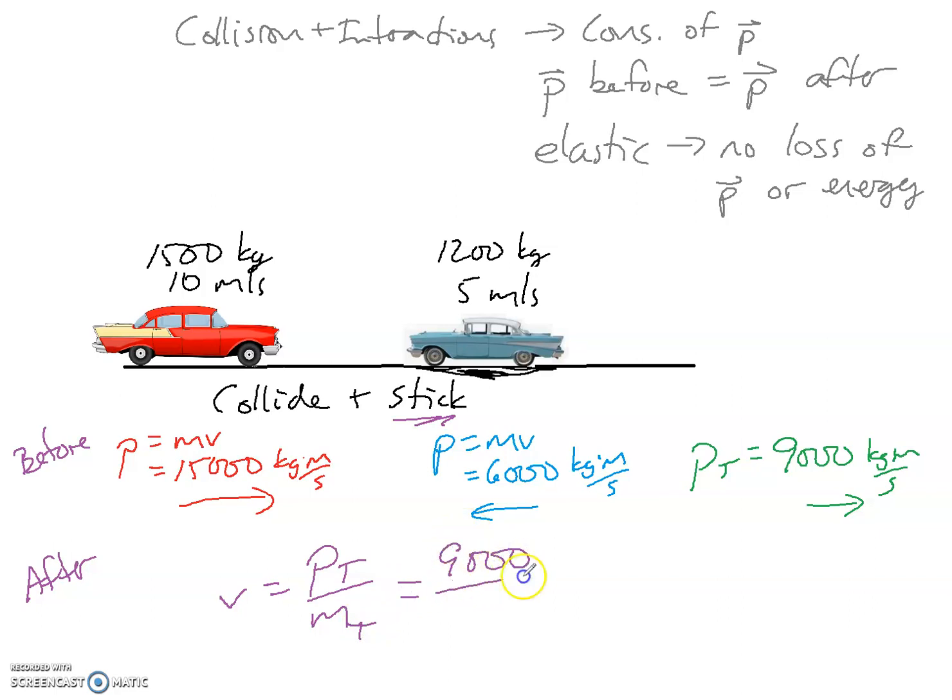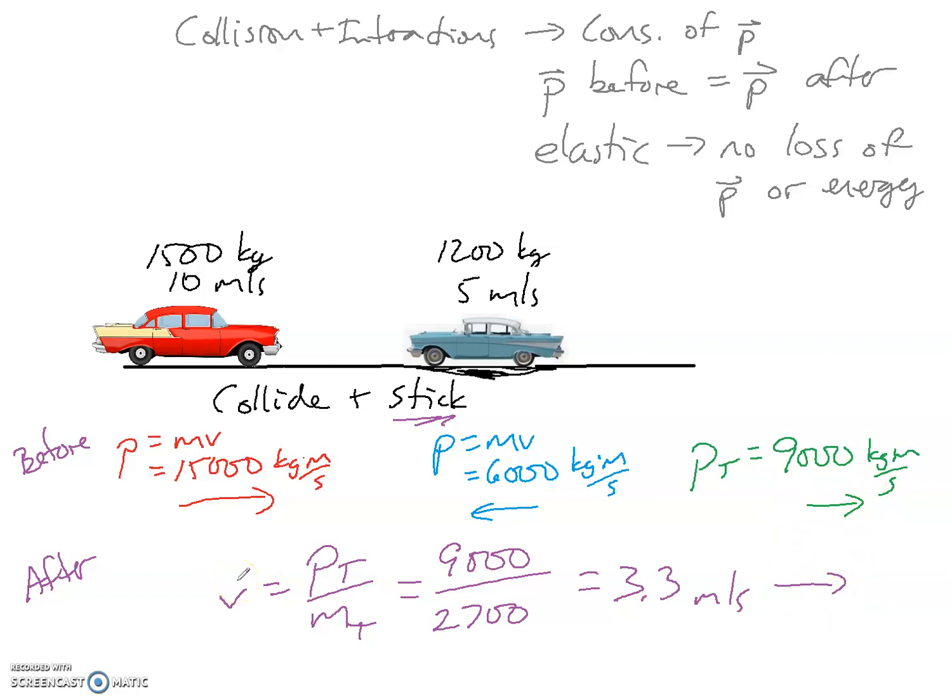So I got 9,000. If I put the two together, I've got 2,700 kilograms altogether. And if we take that 9,000 for the total momentum, and divide that by the 2,700 for the total mass, we're going to get a v of around 3.3 meters per second. And since the total momentum was to the right, the final velocity would also be towards the right.